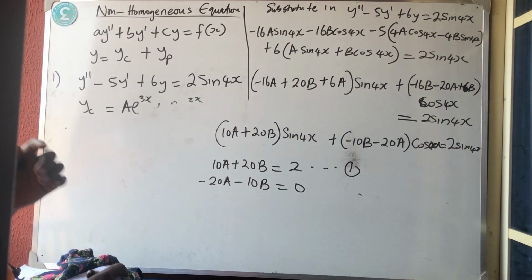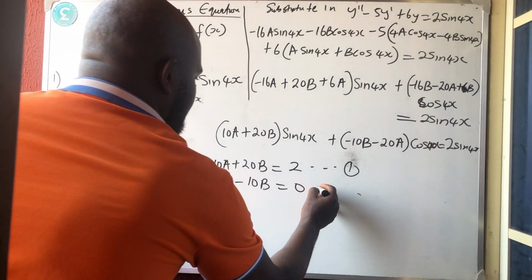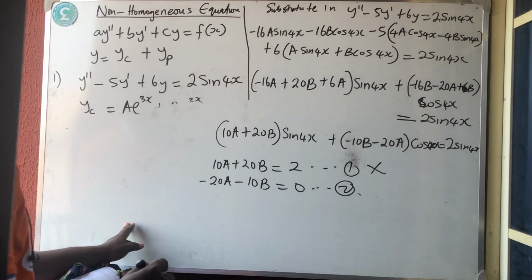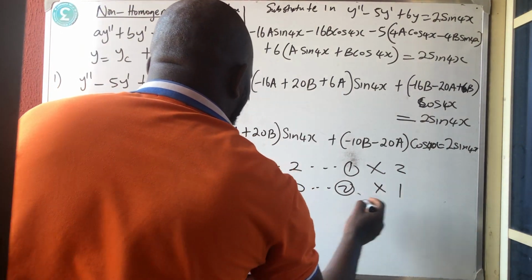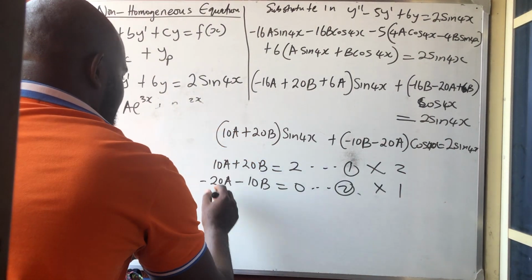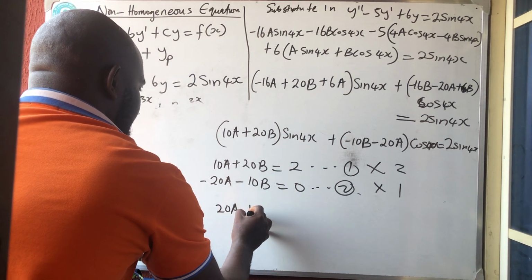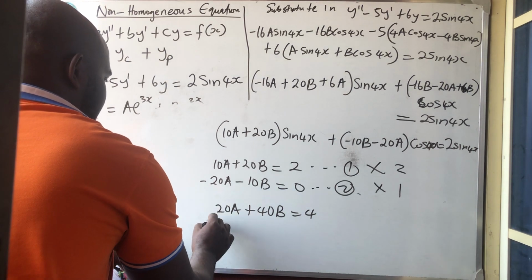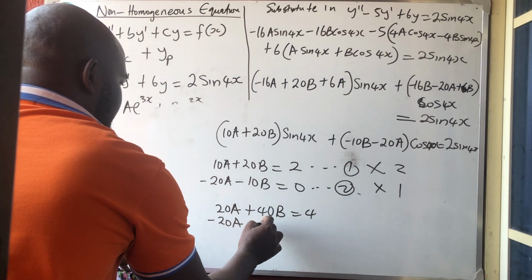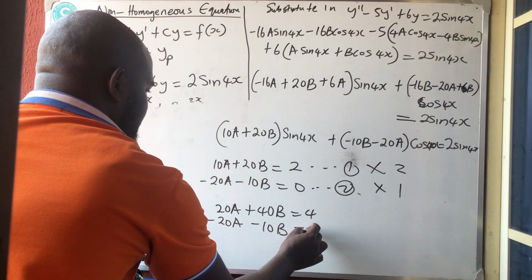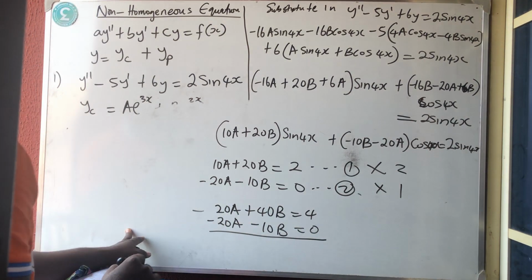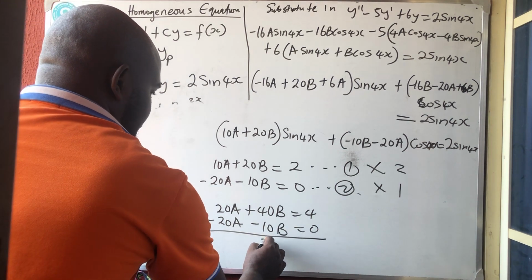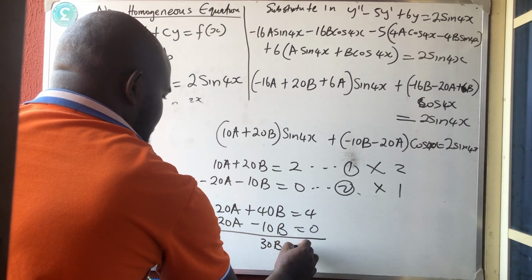In solving this, this is equation 2. I want to eliminate a, so multiply this side by 2 and this side by 1. So I'm having 2 times this: 20a plus 40b is equal to 4. And then minus 20a minus 10b is equal to 0. If I add, this plus this is gone, and this plus this gives me 30b is equal to 4.